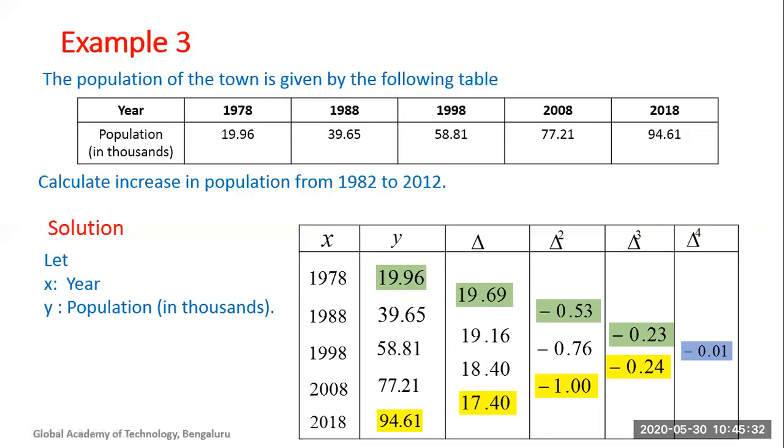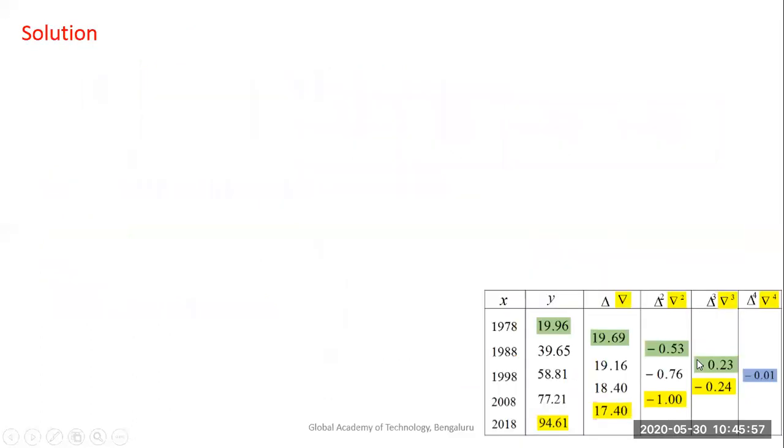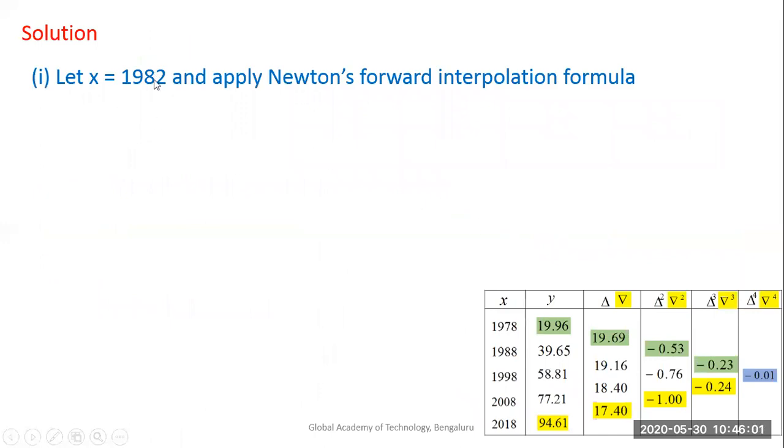If you see the upper values, they are y naught, delta square y naught, delta cube y naught and delta power 4 y naught. In the same manner, our same table can be considered as a backward difference table. In that case, the last values are yn, del yn, del square yn, del cube yn, and del power 4 yn.